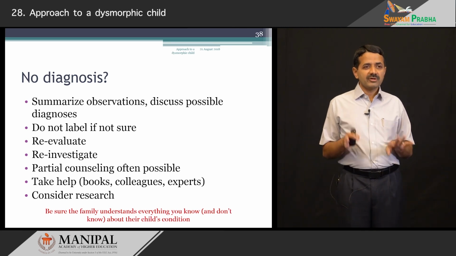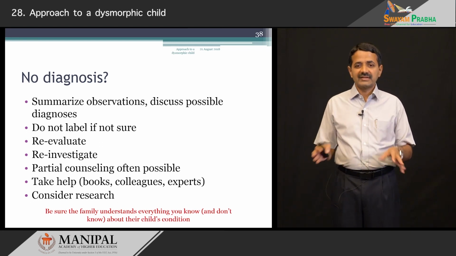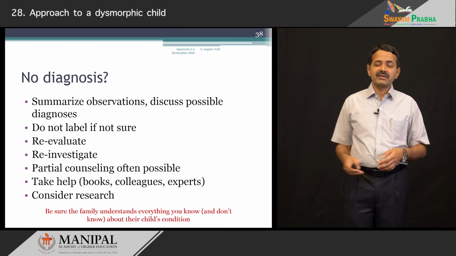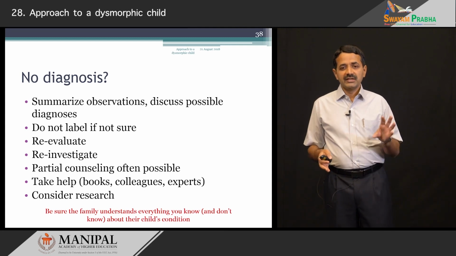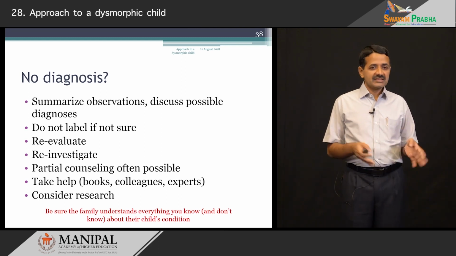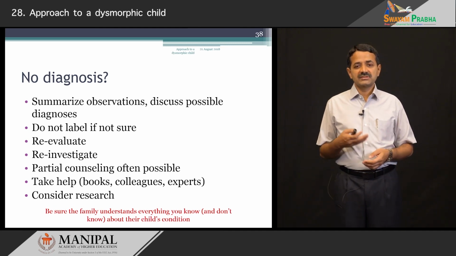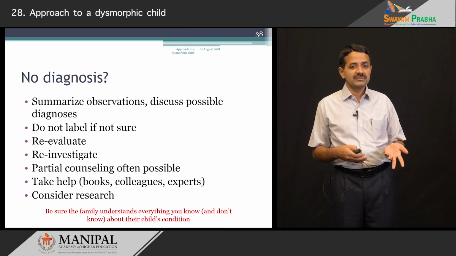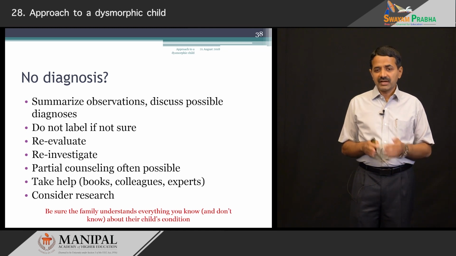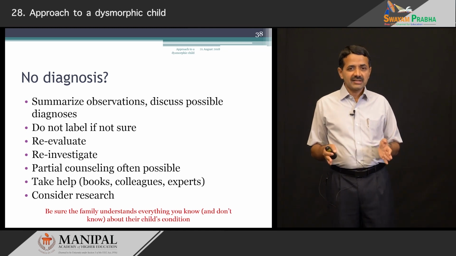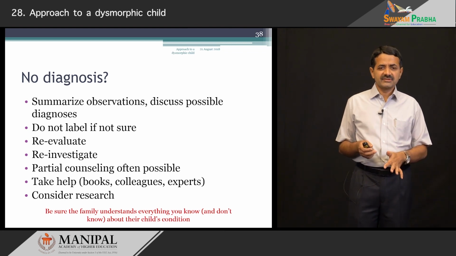Partial counseling is often possible. That is, we might know the mode of inheritance when you draw the pedigree, and then we might be able to tell the mode of inheritance, but these are not accurate if you do not have a definitive diagnosis. Take help, see the books, ask your colleagues and experts. Now there are web tools, the Phase 2 gene tools or apps, you can take their help for making the diagnosis, but confirm it by a specific test. Consider research if you think this is something different, or something which is not known.